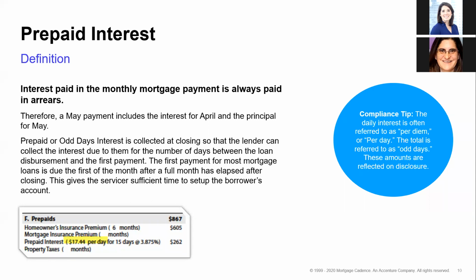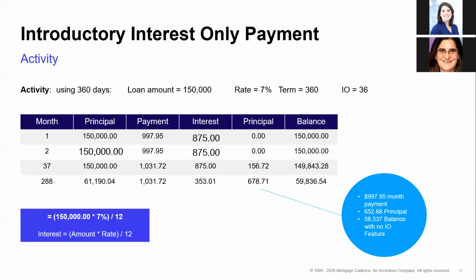Now, let me just pause for a moment. Were there any questions on that, on interest only, before we get to prepaid interest? Amortization, interest only? Does anyone have any questions on that or how that works? That's how you're going to do it for everything.